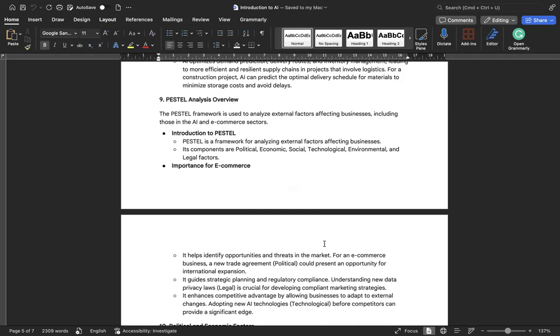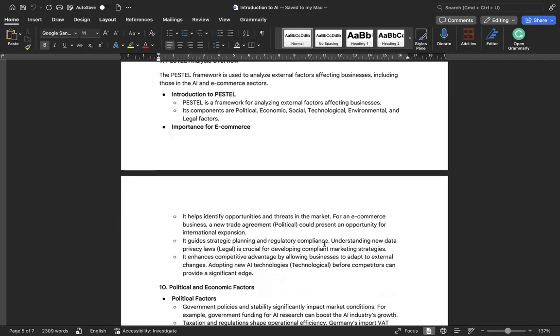These are the factors. So for the PESTEL analysis overview, the PESTEL framework is used to analyze external factors affecting businesses, including those in the AI and e-commerce sectors. For the introduction to PESTEL, as I already told you, PESTEL is a framework for analyzing external factors affecting businesses. And what are the components? They are political, economic, social, technological, environmental, and legal factors.